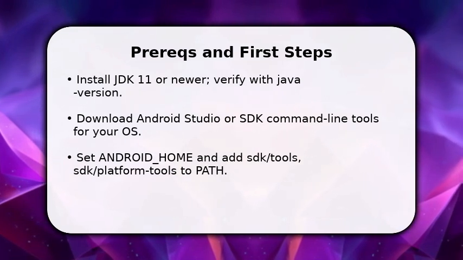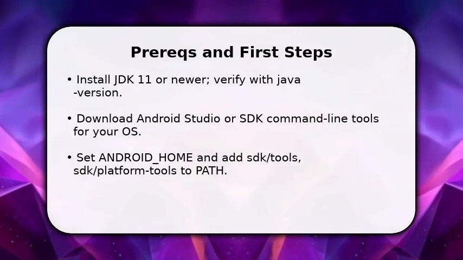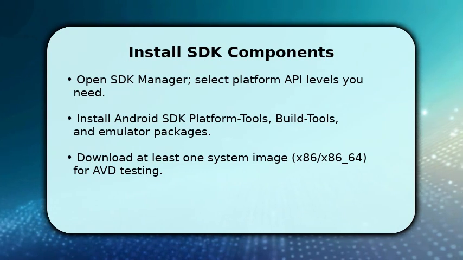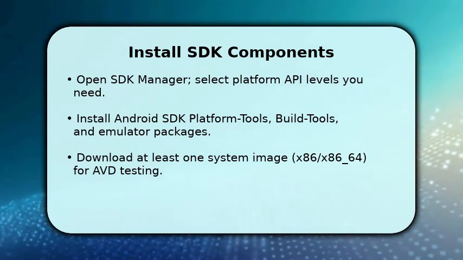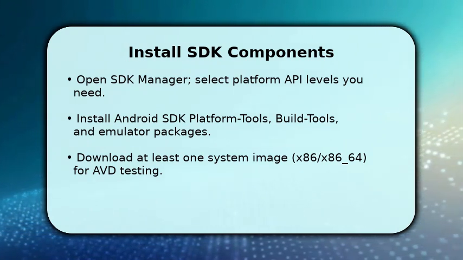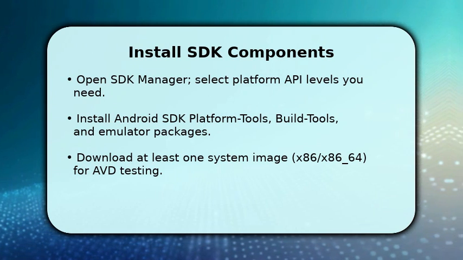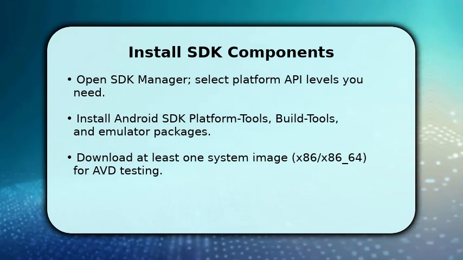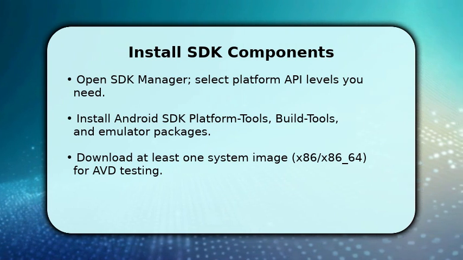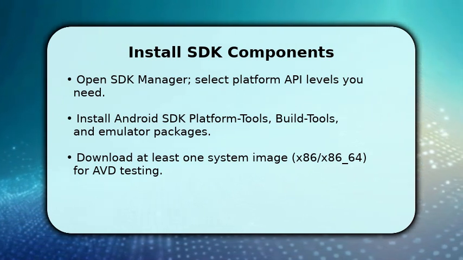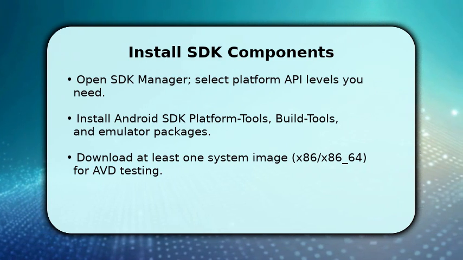Next, use SDK Manager to install the core components you will actually build against. Pick the API levels required by your project, then install platform tools, build tools, and the emulator. Make sure to download an x86 or x86-64 system image for faster emulation on Intel or AMD hardware.